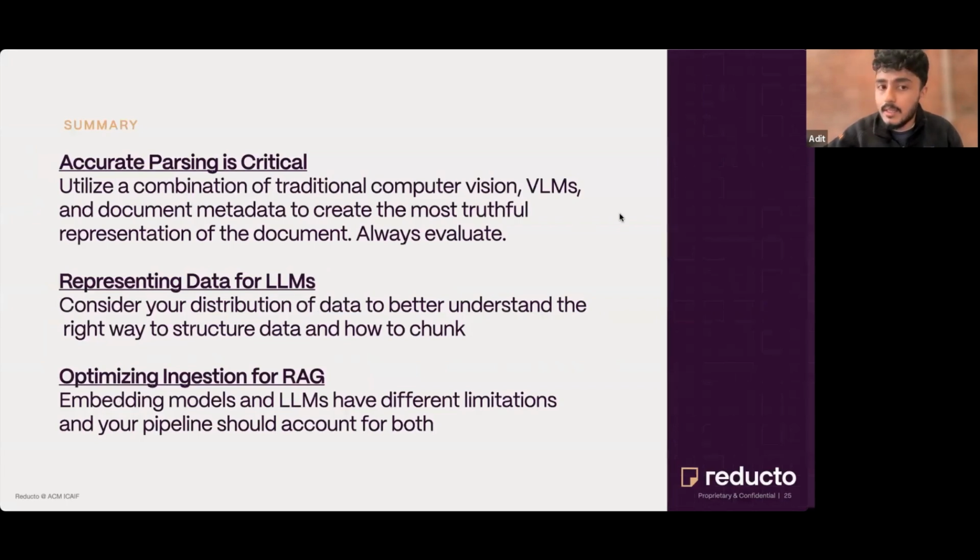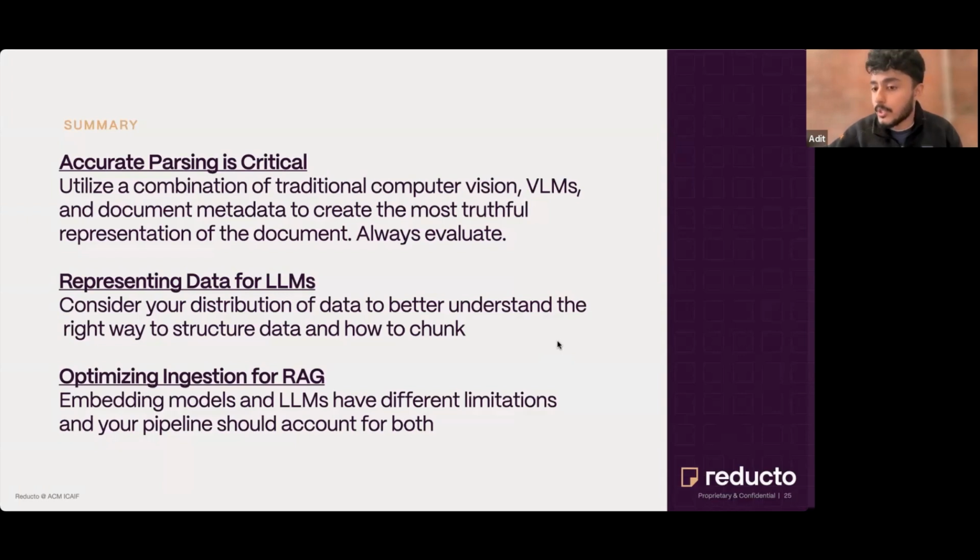One, as a baseline, I think accurate parsing is really critical. You should try to use the best tools that are available for you. To be clear, I'm very much a VLM maximalist. I'm confident that over time, VLMs will get better and better and better at parsing.